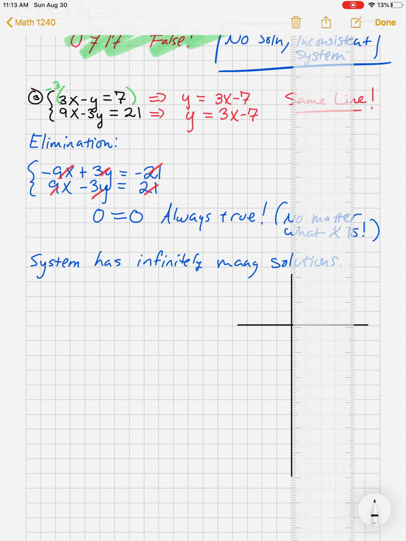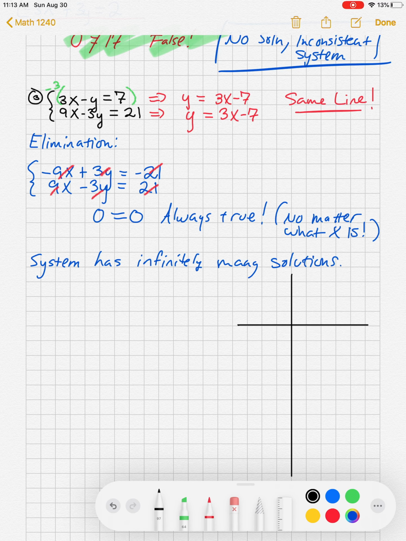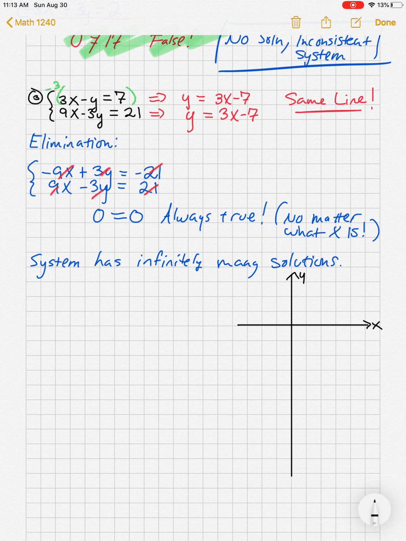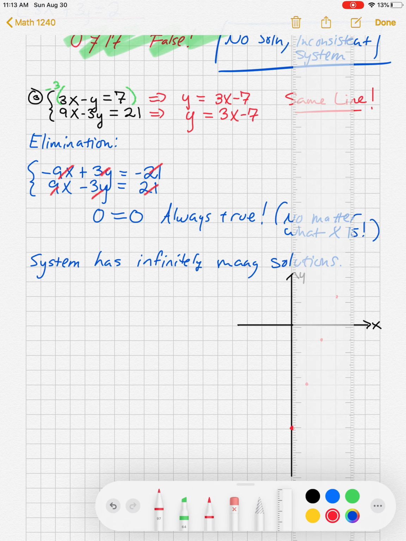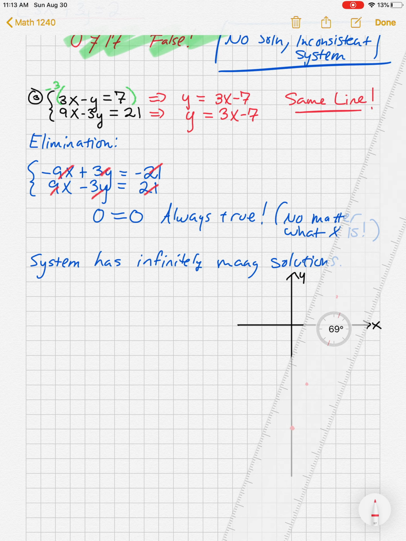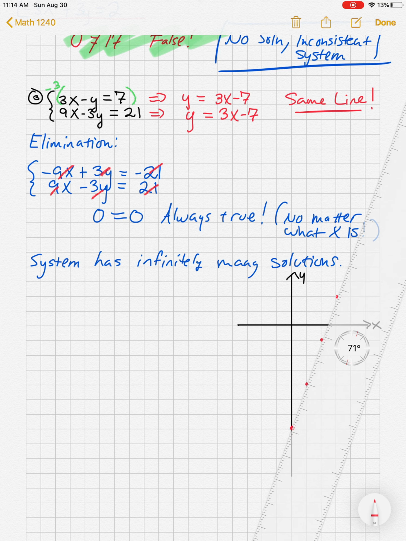I'll do a rough sketch. Let's see, the y-intercept's negative 7. 1, 2, 3, 4, 5, 6, 7 is here. Slope is 3. 1, 2, 3, 1, 2, 3, 1, 2, 3. Okay. So that's a decent sketch, actually.